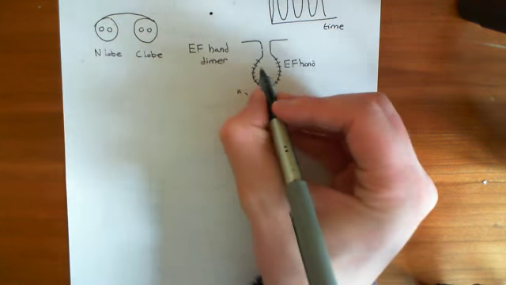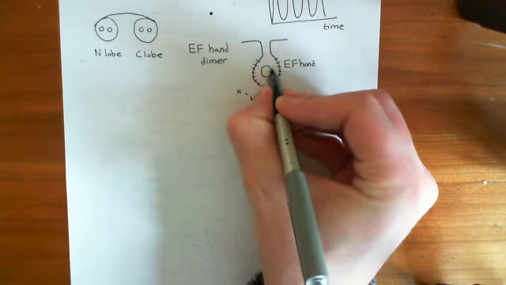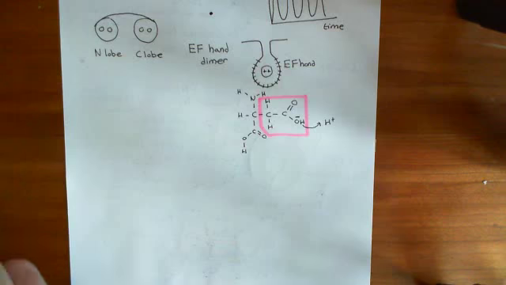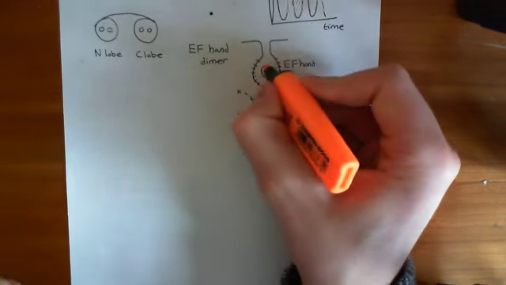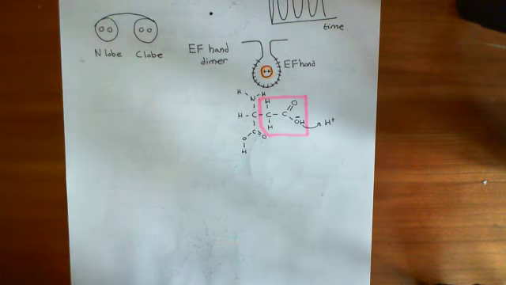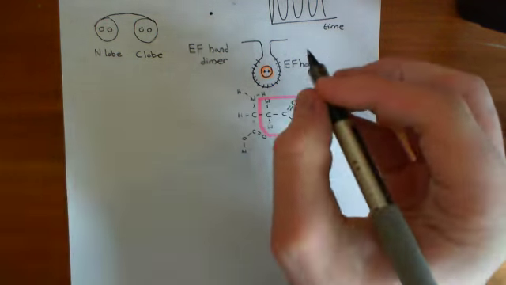Now, calcium is a divalent cation. It has a double positive charge, so it's going to like to come and sit in this loop and be coordinated by all of these negatively charged acidic residues which have donated their proton away. So that's pretty much what an EF hand domain is.